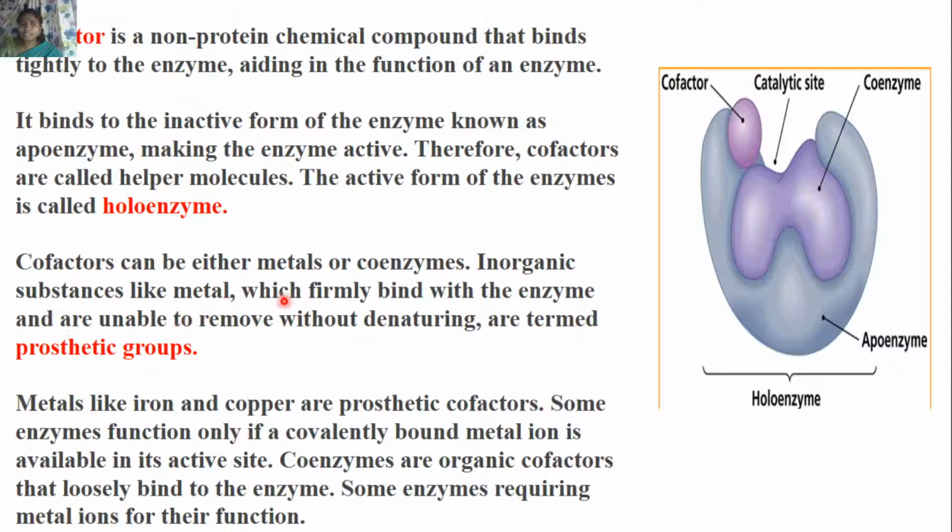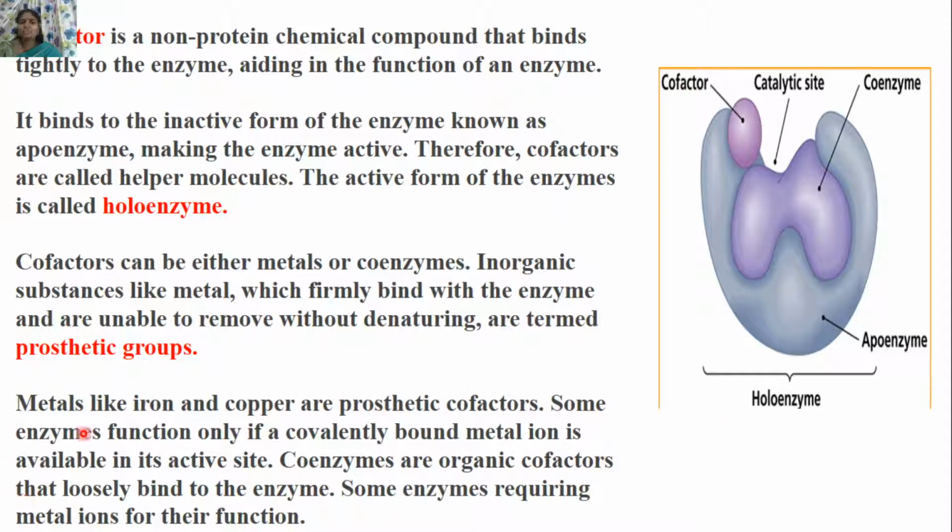Inorganic substances like metals which firmly bind to the enzyme and cannot be removed without denaturing are called prosthetic groups. That means these cofactors are tightly bound and cannot be easily removed. Only after denaturation, a change in conformation because of high temperature or high pH, can we remove them. The metal ions like copper and iron are prosthetic cofactors.